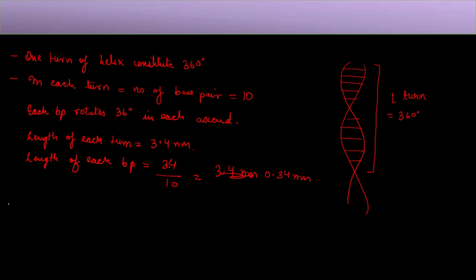Now, apart from this, one important thing: we saw in the previous slide that adenine bonds with thymine. But with what bond? What is the name of that bond? The bond is hydrogen bond. Adenine bonds with thymine by 2 hydrogen bonds. So it will be represented by A, T.